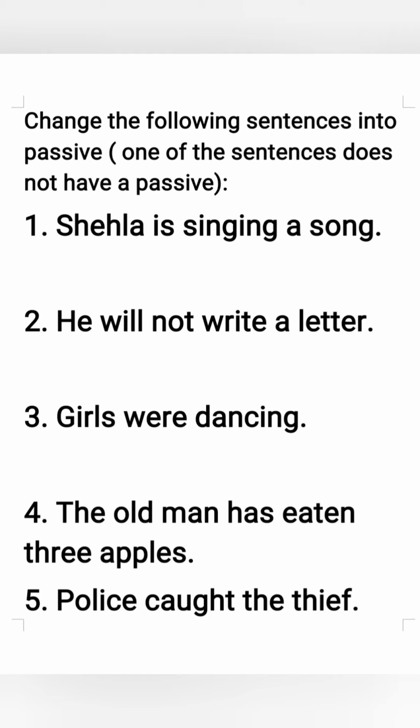Now change the following sentences into passive. One of the sentences does not have a passive. Number 1, Shahla is singing a song. Number 2, he will not write a letter. Number 3, girls were dancing. Number 4, the old man has eaten 3 apples. Number 5, police caught the thief.